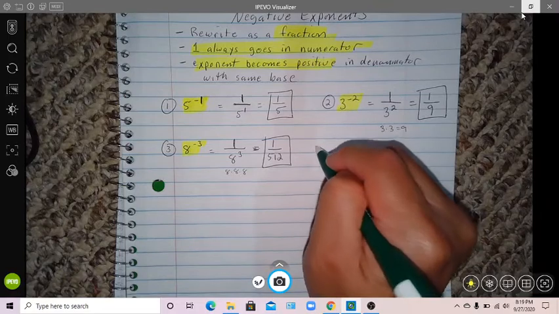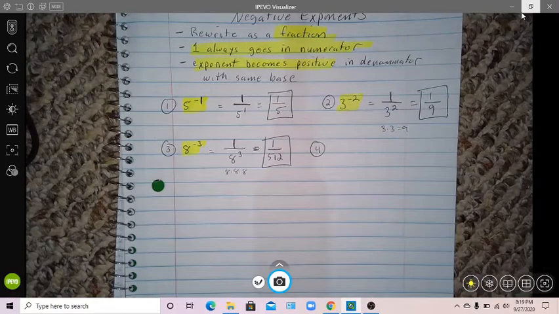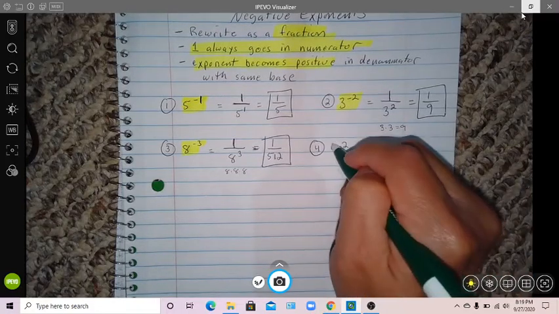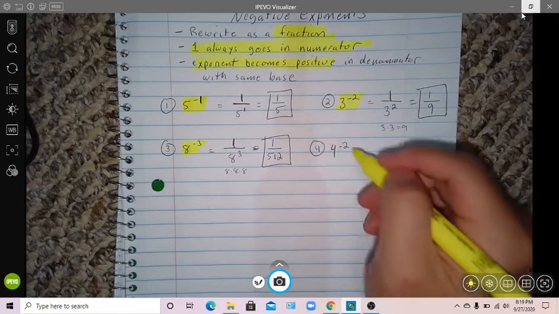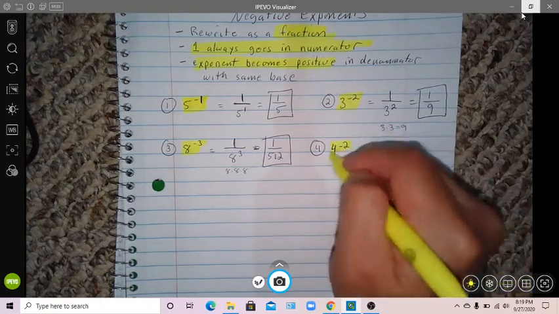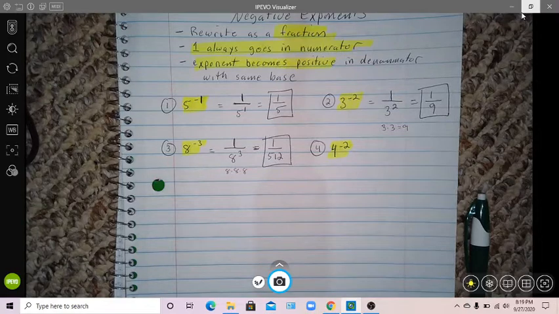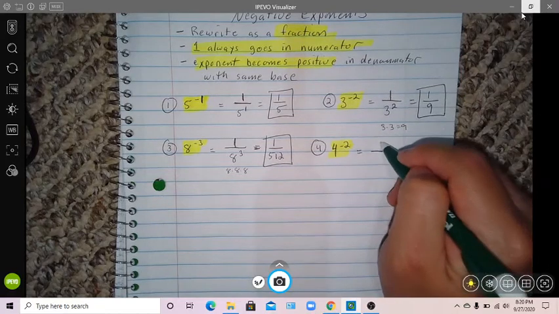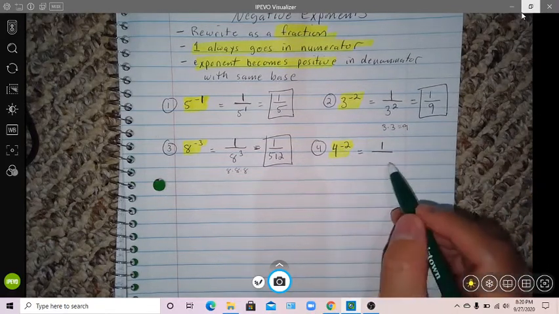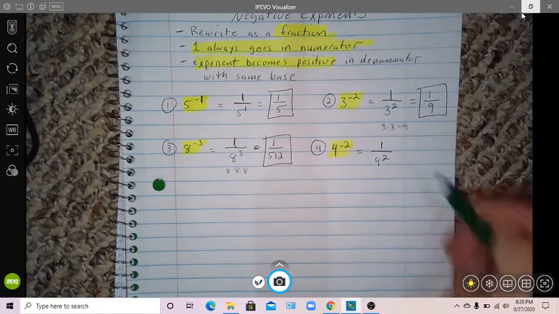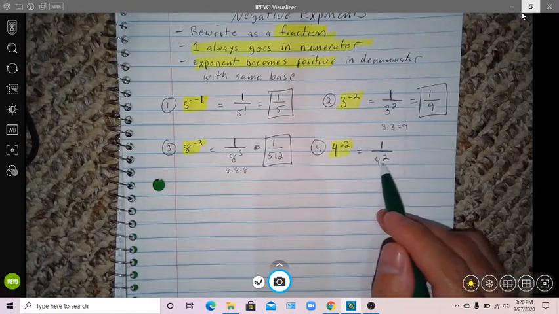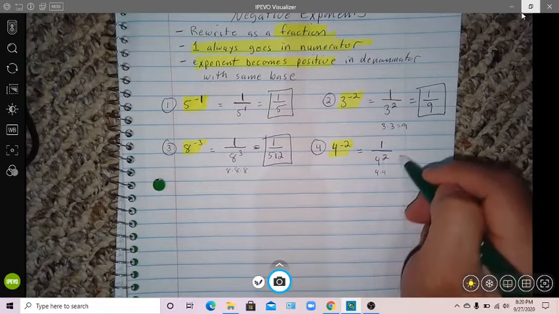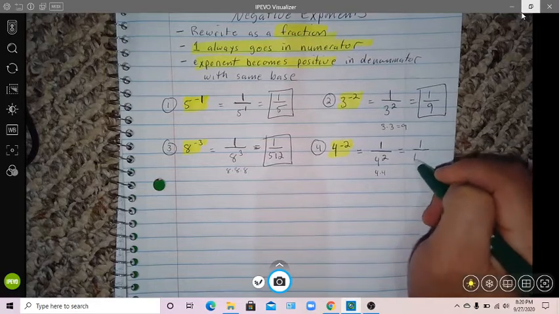Let's do another one. 4 to the negative 2 power. 4 is your base, negative 2 is your exponent. So we're going to rewrite that as a fraction. 1 goes in the numerator. 4 to the negative 2 becomes 4 to the positive 2 in the denominator. 4 squared is 4 times 4, which is 16. So this is 1 over 16.